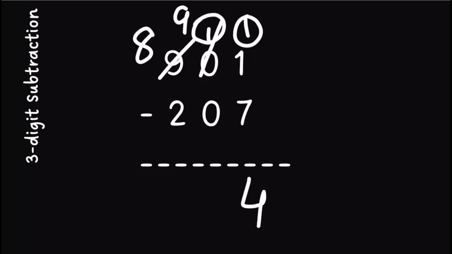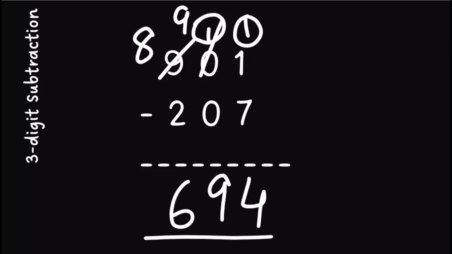And then we'll move on towards the second column, that is 9 minus 0. So the answer is 9. And again 8 minus 2, the answer is 6. So we have reached the answer: when we subtract 207 from 901, we get 694. And with this, we are done with our concept of subtraction.